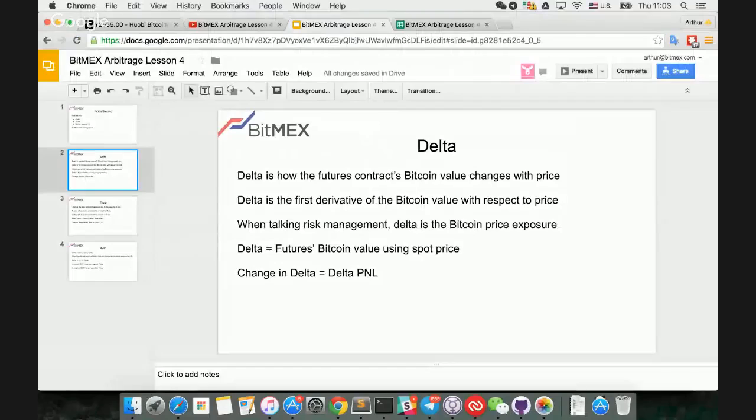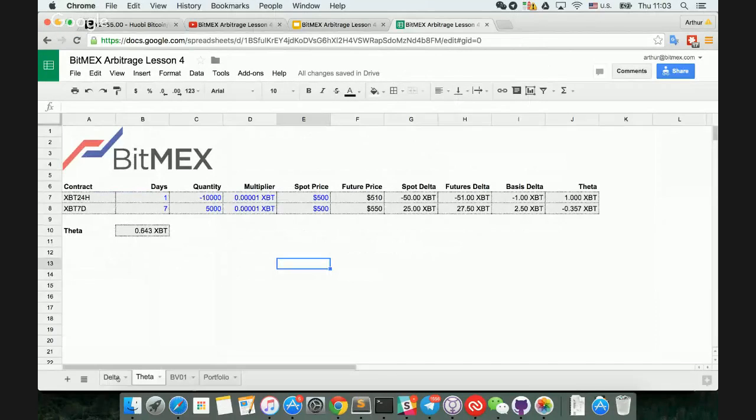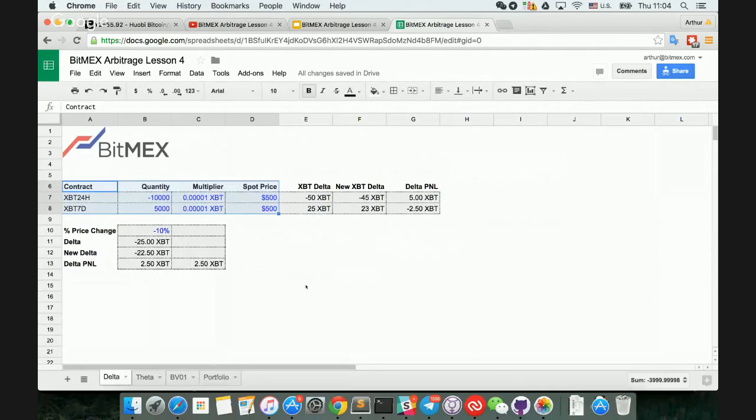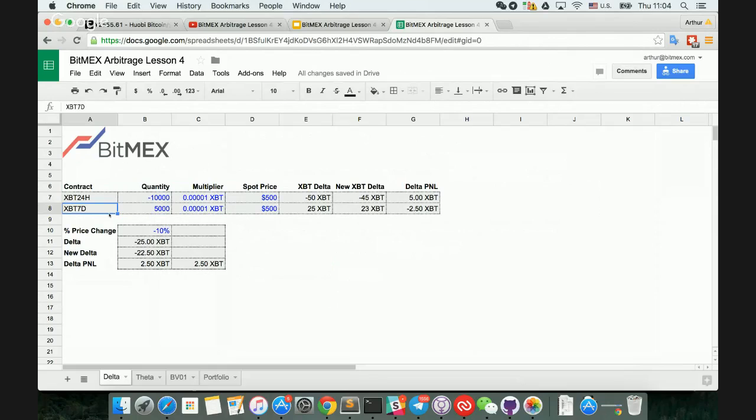Now we'll take a look at our spreadsheet and the Delta tab. Here we have a portfolio of 2 futures contracts. We have a daily and a weekly futures contract, and we have different quantities here. What we first want to do is construct our Bitcoin Delta. To do that, we compute the Bitcoin value of each futures contract at the spot price.